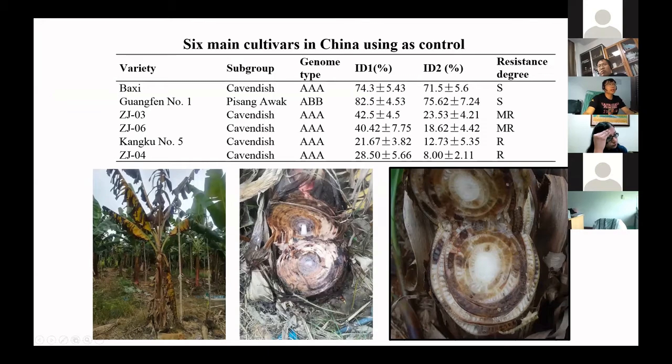We want to check this system is okay. We use 6 main cultivars as control. Basi is very sensitive, and Zhongjiao number 3 and Nongdao number 6 are moderately resistant, and Kanggu number 5 and Zhongjiao number 4 are resistant clones. We will see the result.